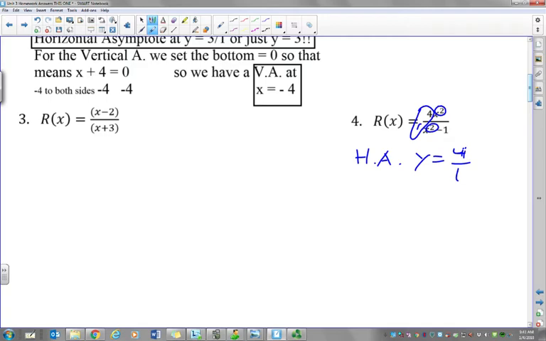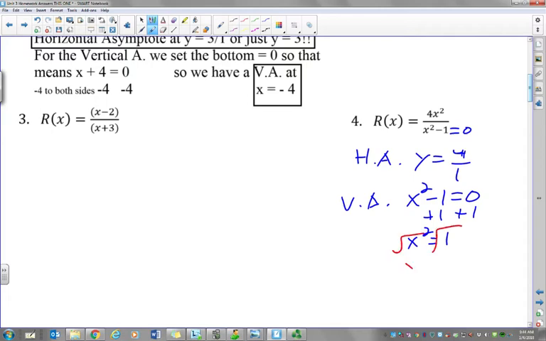So what would the vertical asymptote be? The vertical asymptote is where you set the bottom equal to 0. So we're going to go x squared minus 1 equals 0. Set the bottom equal to 0. Then how do we solve for x there? Add 1 to the other side. So now we have x squared is equal to 1. Then square root both sides, and you get x equals plus or minus 1.